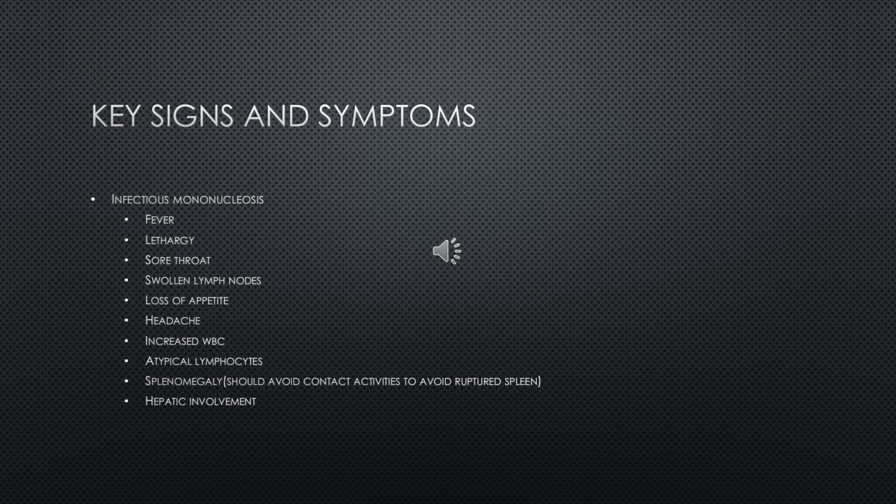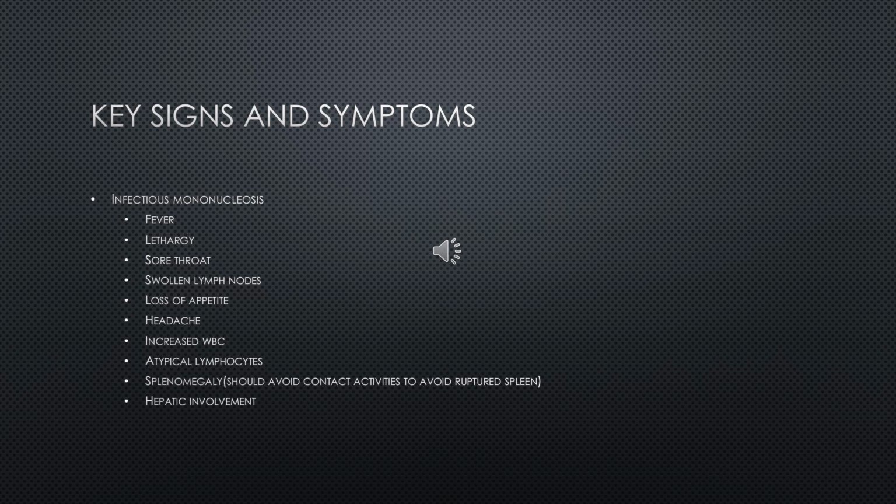I've also included a lot of signs and symptoms here for mono. Many of you have probably had mono. We see this a lot in school age to teenagers, adolescents, and adults. Highly contagious. The symptoms are often just typical viral symptoms with fever, lethargy, sore throat, headache, loss of appetite, swollen lymph nodes. White blood cell count can be increased.